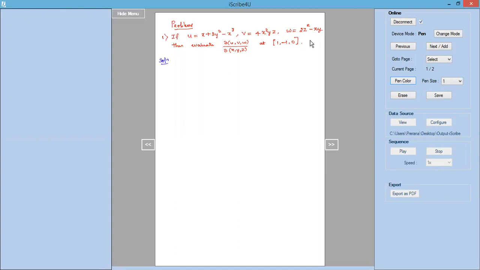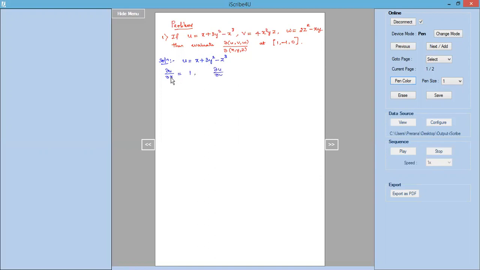Solution. It is given u is equal to x plus 3y square minus z cube. So let us find dou u by dou x. With respect to x, when we differentiate partially, y and z are constants. So 3y square differentiation goes to 0. z cube differentiation with respect to x goes to 0. Differentiation of x with respect to x partially is 1.